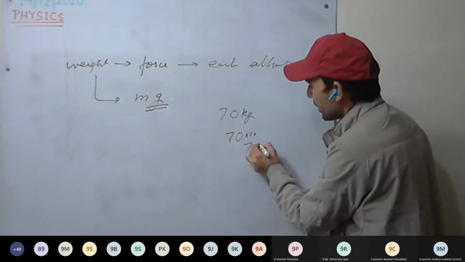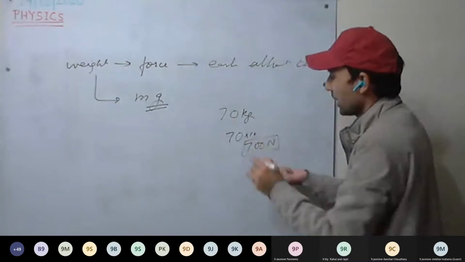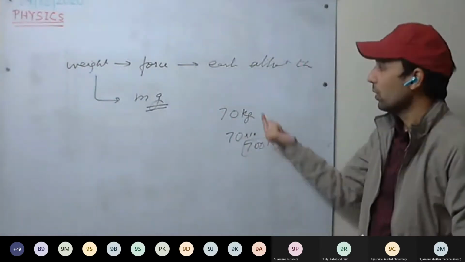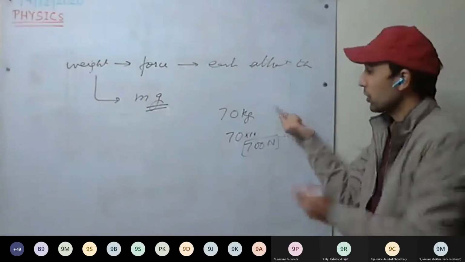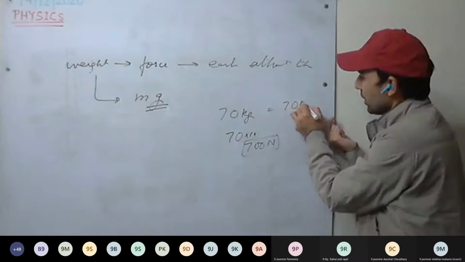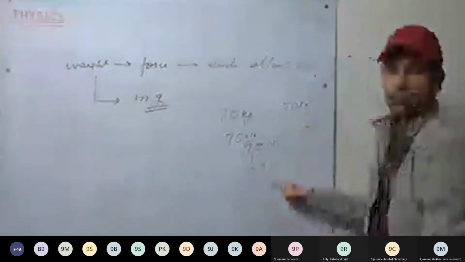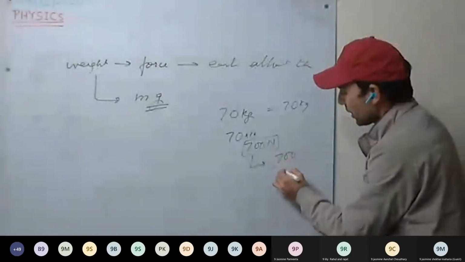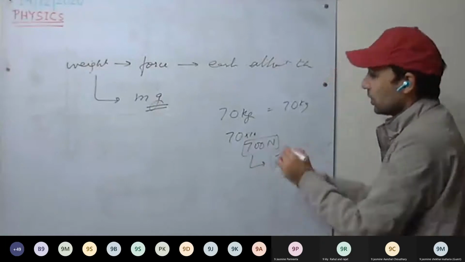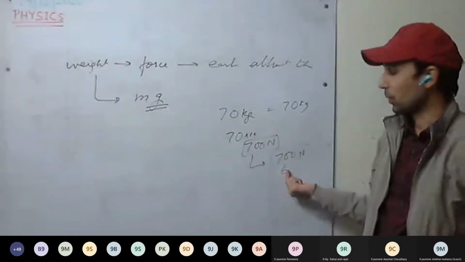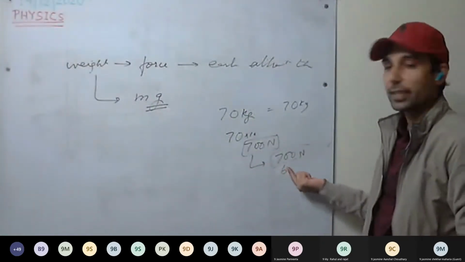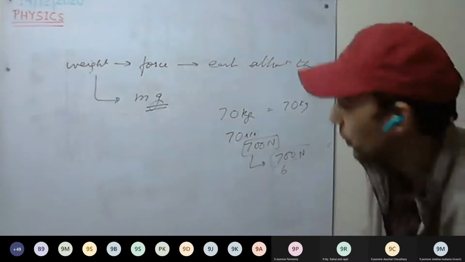You take, for example, 700 Newton. When you are on the moon, your mass will be 70 kg, but your weight will be 700 upon 6 Newton. So your weight has reduced by 1 upon 6, reduced by 6 times, on the moon.